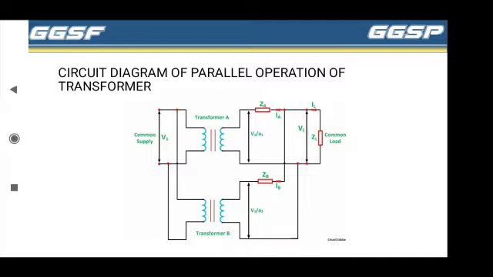Circuit diagram of parallel operation of transformers. Here we use a common supply for both of the transformers. Here the primary winding of transformer A is connected to that of transformer B, and the same with the secondary winding of transformer A, which is connected to transformer B, and we connected a common load on both of the transformers.